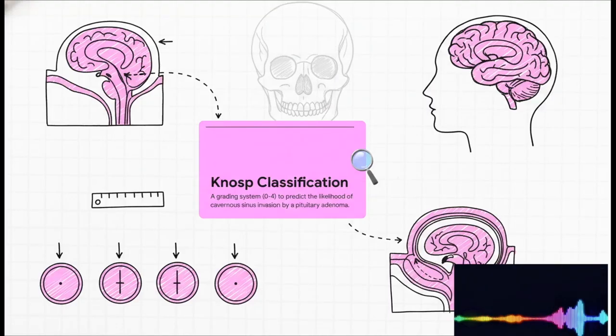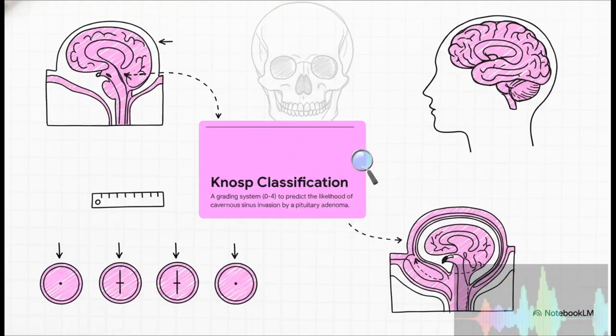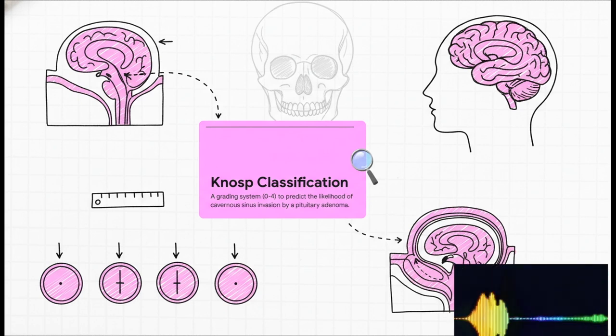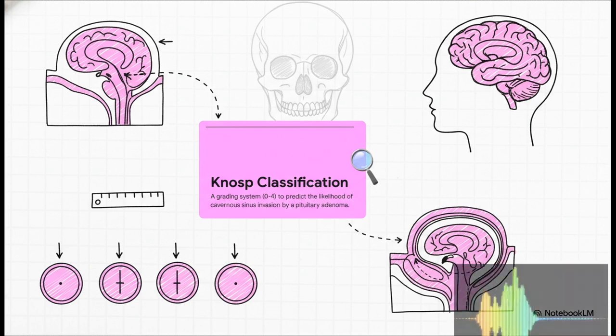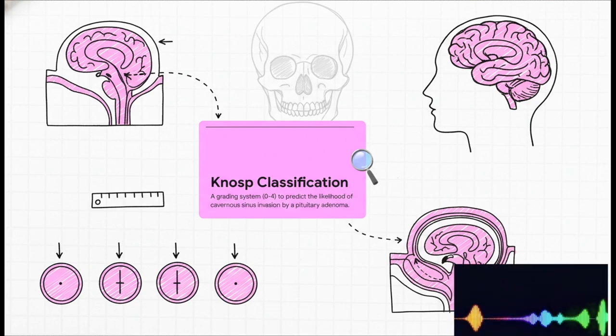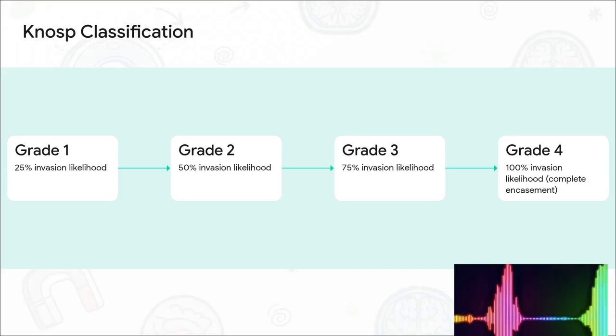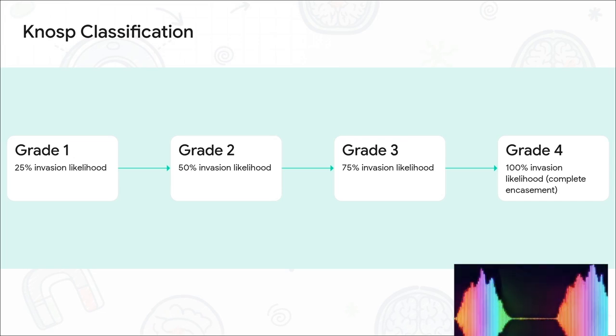Okay, when you're dealing with a macroadenoma, one of the most important questions for the surgeon is, has it invaded the cavernous sinus? And for that, the Knosp classification is your go-to tool. It's a really clever grading system, from 0 to 4, that helps predict the chances of invasion, all based on how the tumor is positioned next to the internal carotid arteries. The way it works is actually pretty elegant. You just look at where the tumor is in relation to the internal carotid arteries.